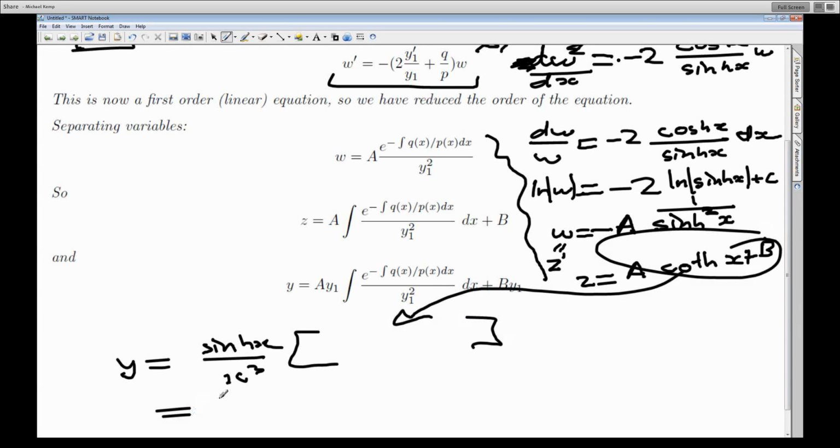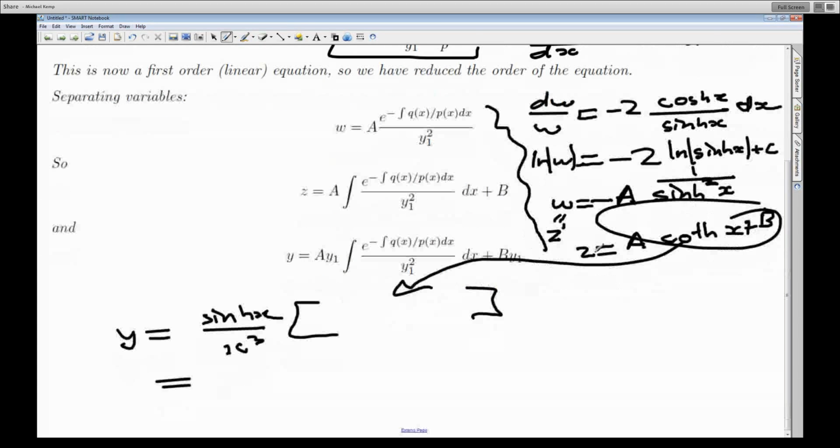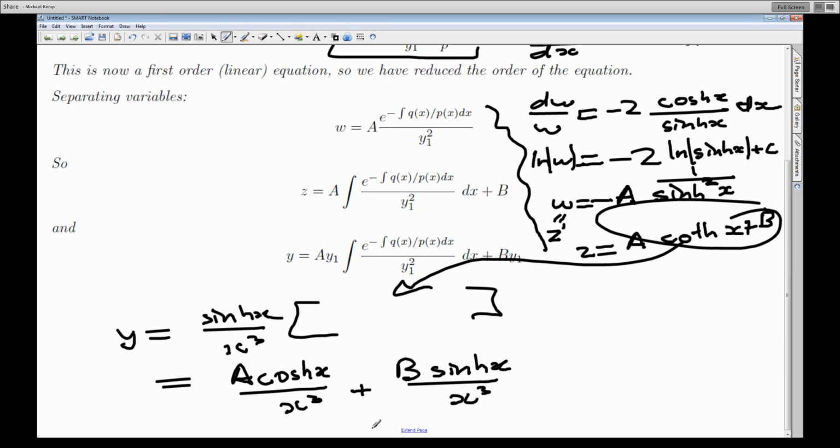So if you plug that in, you can see the plus b will just give you the b sin x on x cubed. So that's a solution we already knew about. If you plus a coth, hyperbolic cot times by hyperbolic sine, you end up getting hyperbolic cos, or cosh, plus and add them up. So that would be the general solution. And you can see the a and b makes it the full general solution that way.